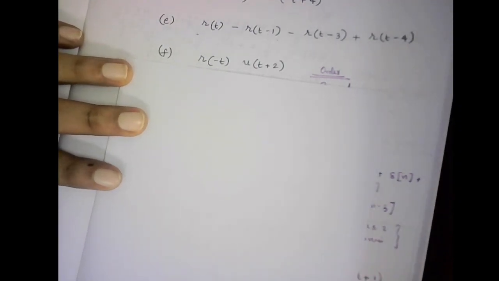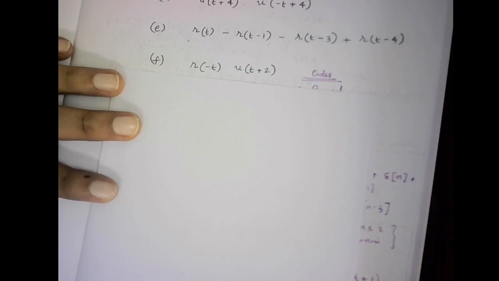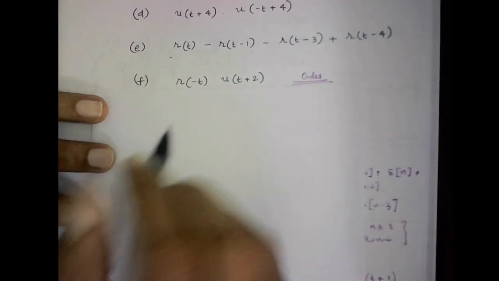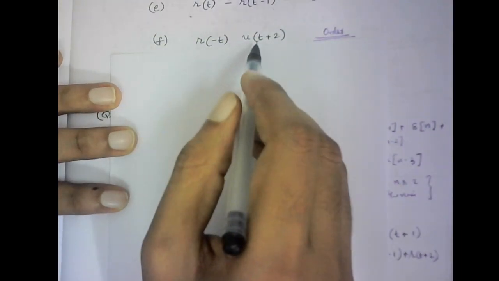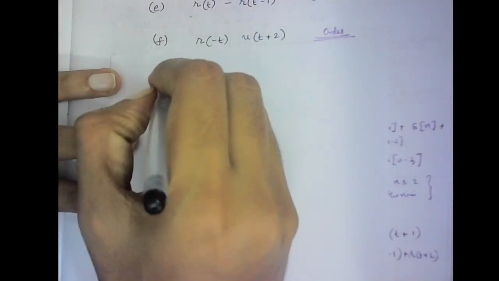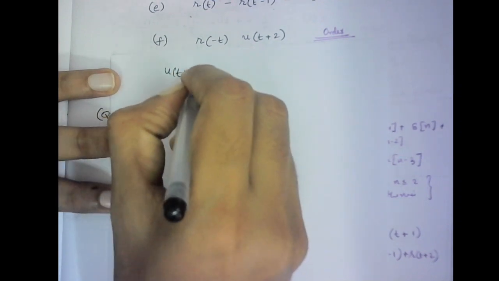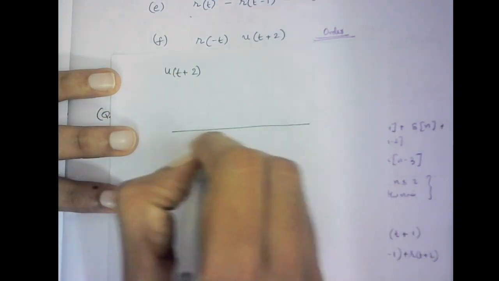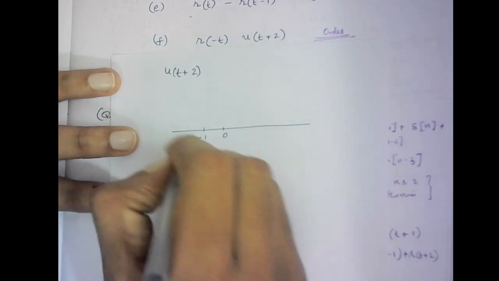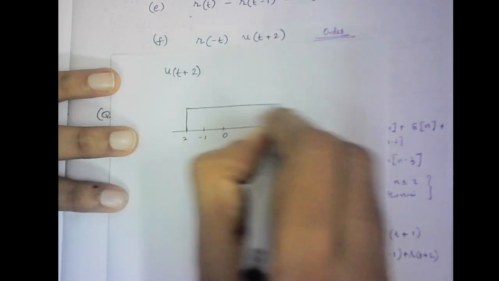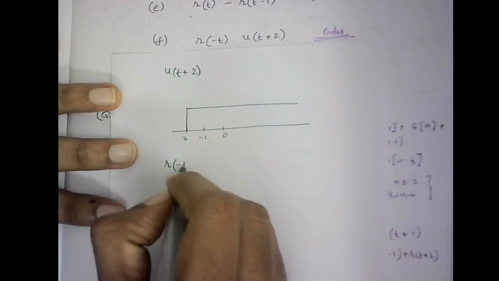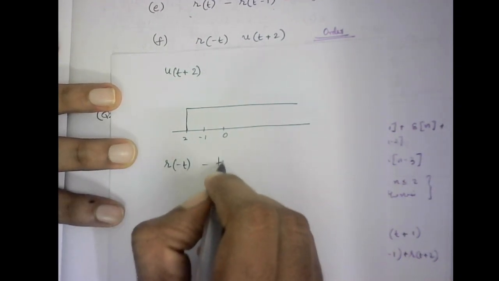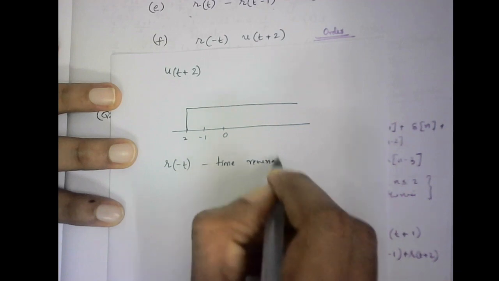The next question is r of minus t into u of t plus 2. What you need to do is find r of minus t, find u of t plus 2, and multiply. First of all, what is u of t plus 2? It is a unit step signal, which is advanced by 2 instants. So this is u of t plus 2. Next you need to find r of minus t. What is r of minus t? This is a time reversal operation.